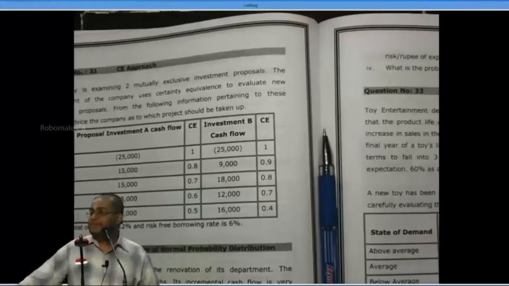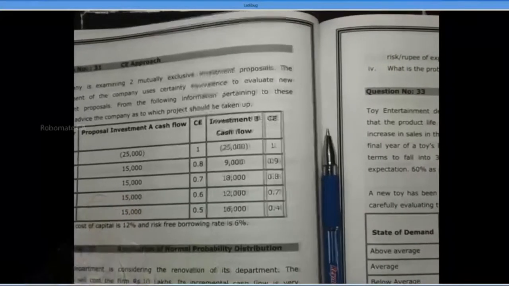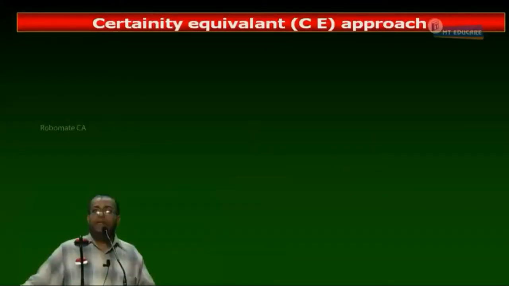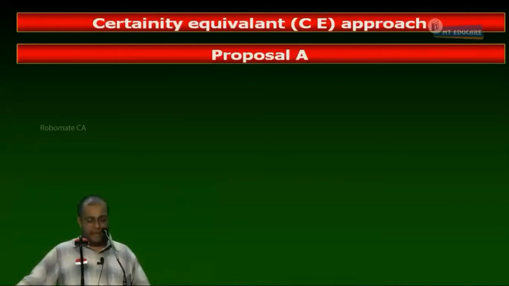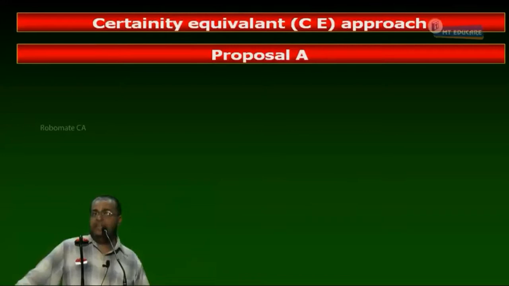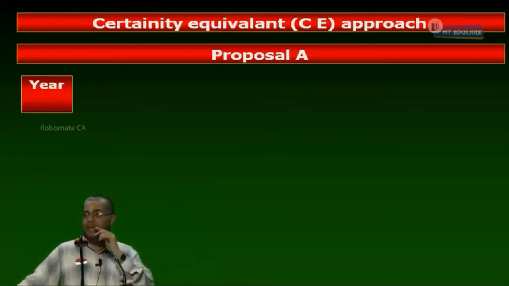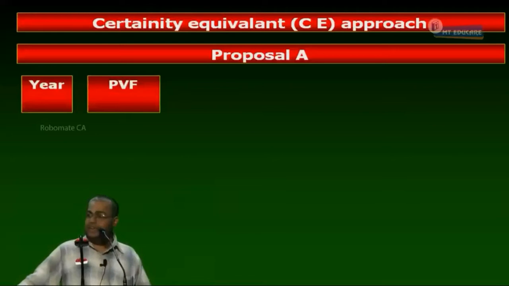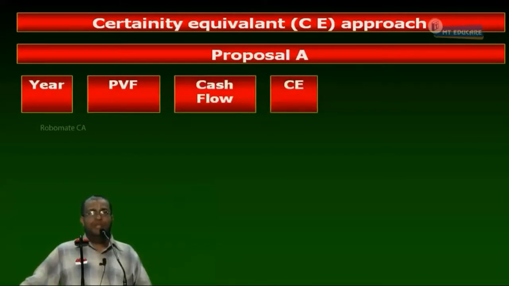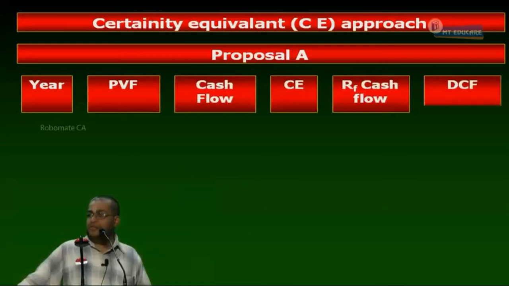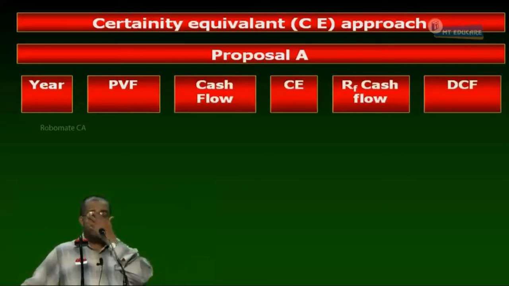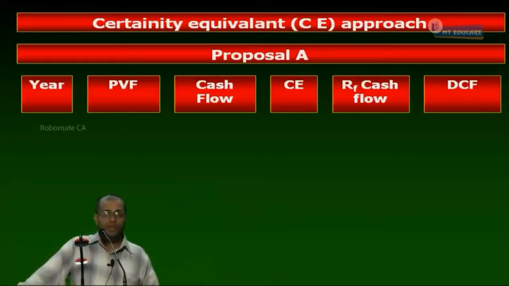First, the certainty equivalence approach, proposal A. Here, present value factor, cash flow, CE, risk-free cash flow, and then discounted cash flow.